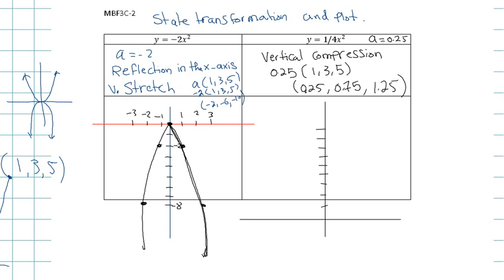So if I go 0.25 first, 0.25, 0.5, 0.75, 1, 1.25, 1.5. Okay, so I pick my scale so I can fit my points. Do we agree with this? Are we okay with this? On the x-axis, I can go with a regular scale of 1, 2, 3.